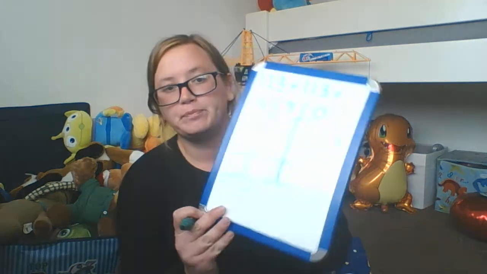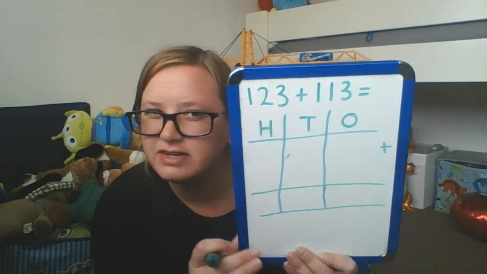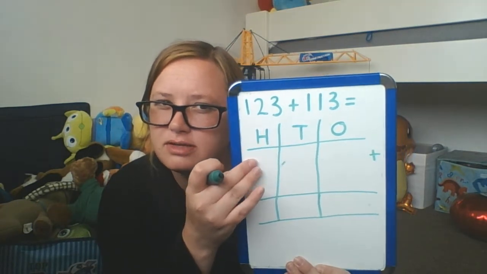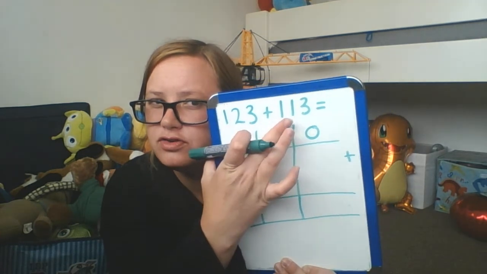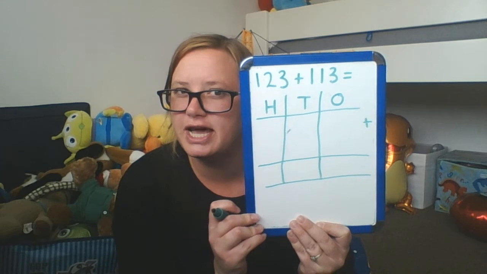So we've got 123 add 113. Do you see how I've just added the extra column on for the hundreds? We've got 100 there and 100 there. That's an extra challenge for you. So that'll be your addition challenge. Make sure you get that written down.